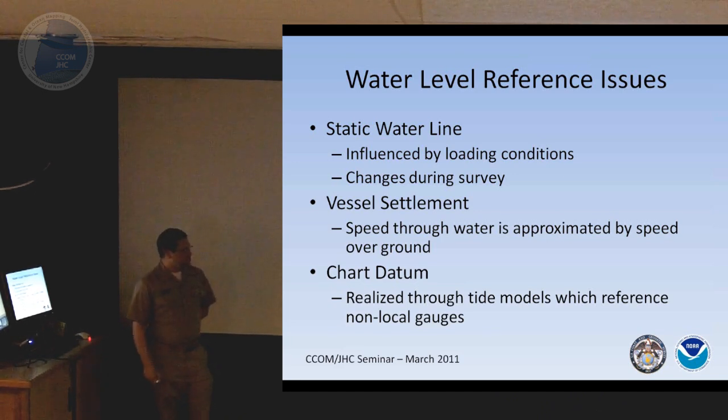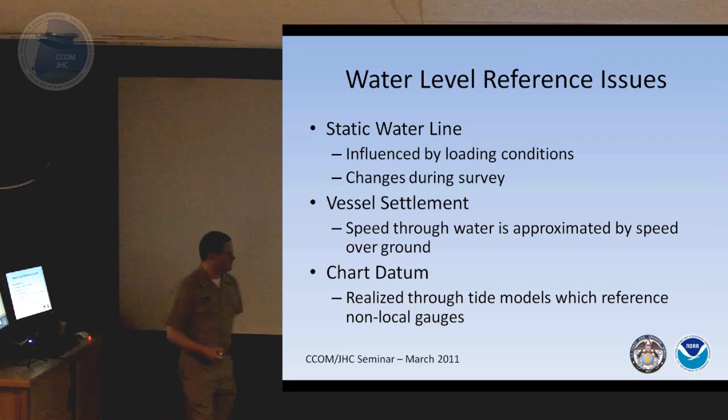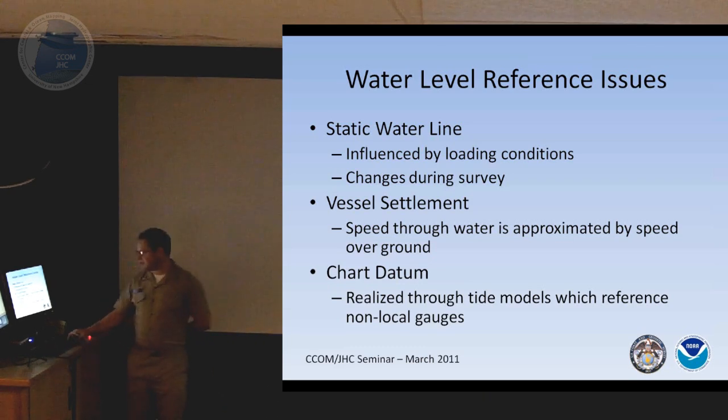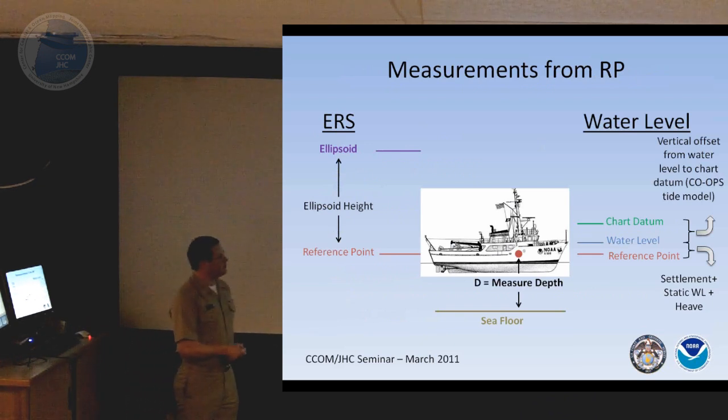And then getting chart datum can be a little bit weird. Depending upon the distance to your tide model, if you have things like storm surge going on, you can have very different conditions at your survey location than are actually going on at the gauge. So how the gauge measurements get propagated to the survey location can end up being less than exact. So that's a little bit about this side, which is traditional water level survey methods.